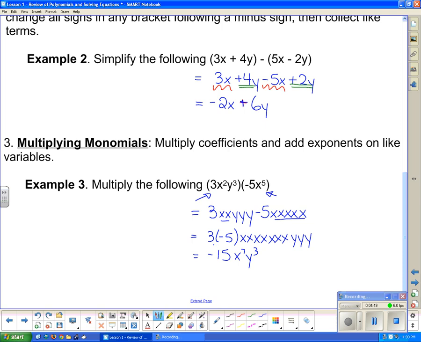Now, that's a lot of work. I don't want to do this every time. So we just want to make sure that you know that all we really have to do is take the 3 and multiply it by the negative 5, and that gives us the coefficient, the negative 15. And then we take the x squared and the x to the fifth, and now I know I actually have 7 x's all multiplied together, which gives me x to the exponent 7. And then that y cubed up in the original question right here, it doesn't have anything to go with it, so it's just y cubed. So all we really have to do is multiply the coefficients and then add the variables' exponents. So 2 plus 5 gives us that 7 down there.